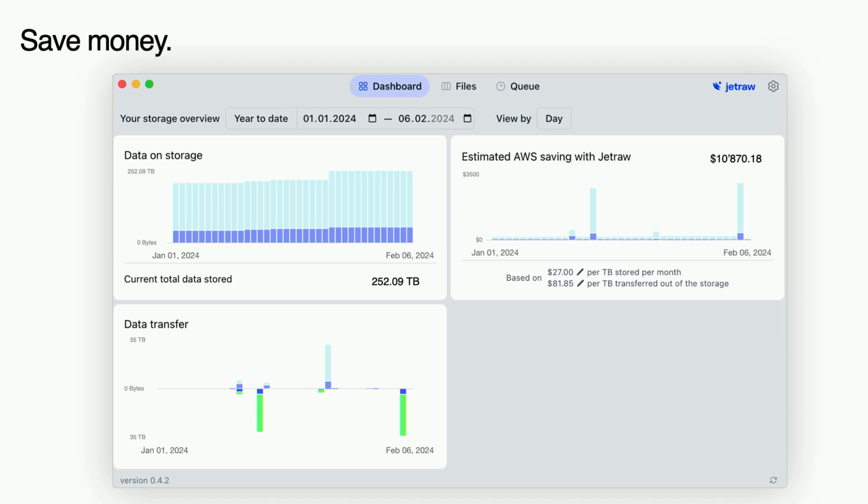So what are the advantages of the platform? Well, the first one, and honestly right now the one that has the most traction, is the savings that you have. As you can see, you can save about 80% of your budget on storage and transfer.